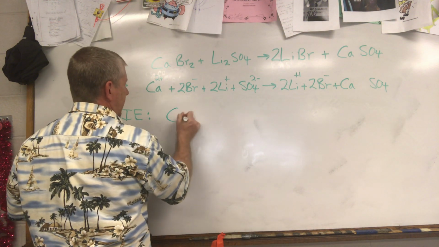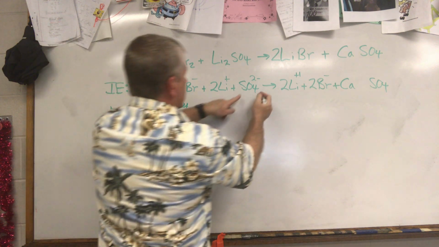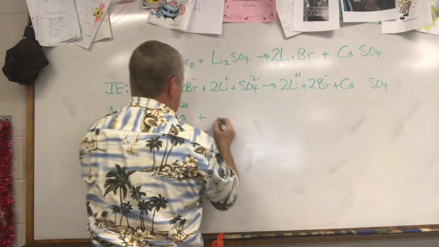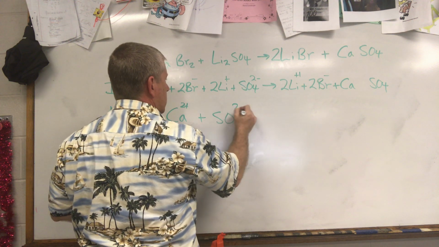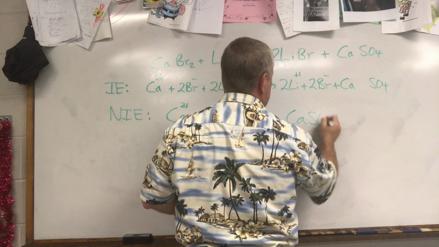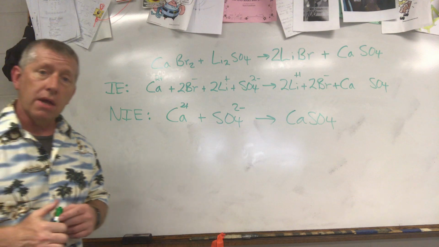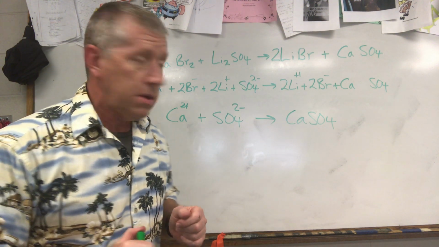Okay, calcium made it. Bring that calcium right down. Just bring it down. The sulfate made it. Bring that down. Put an arrow and put the insoluble salt down. And that is your net ionic equation for that example.